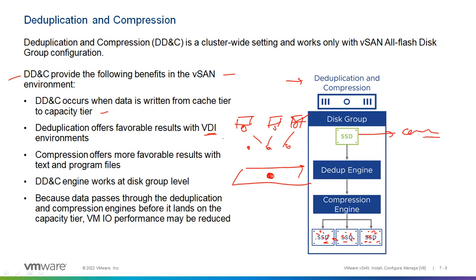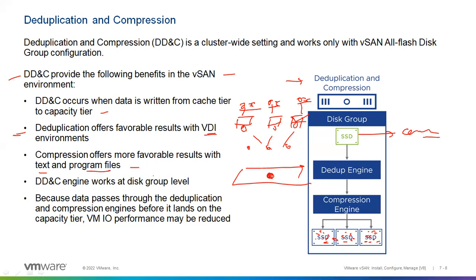The best use case for dedupe is VDI, because in VDI we are using a similar operating system and almost similar applications, the basic fundamental applications that we provide to the end user. That's why we say deduplication gives favorable results with VDI. Compression offers more favorable results with text or program files.